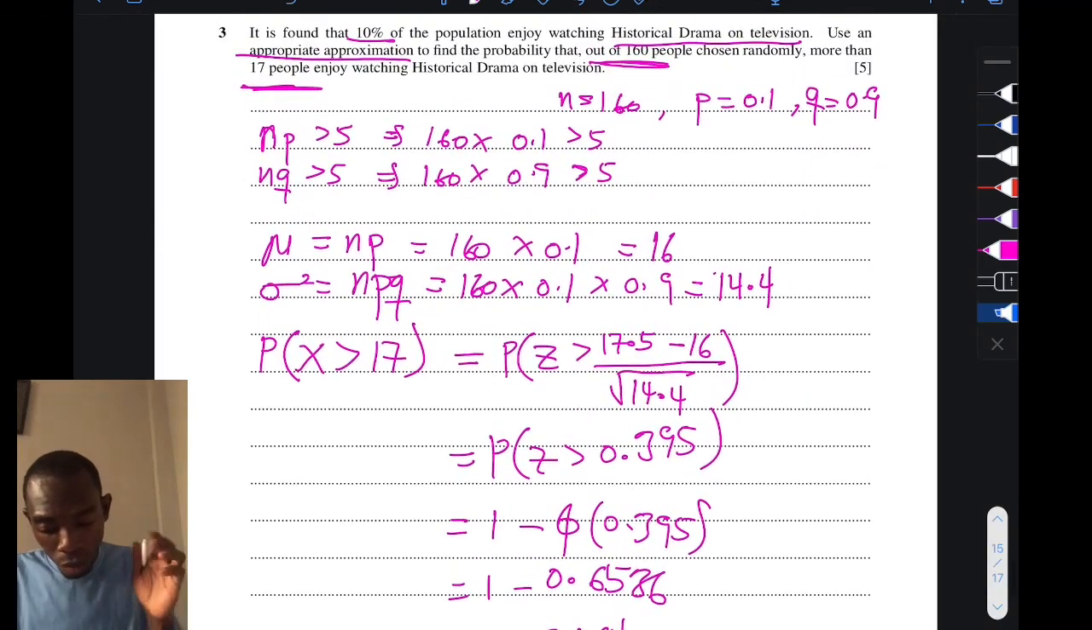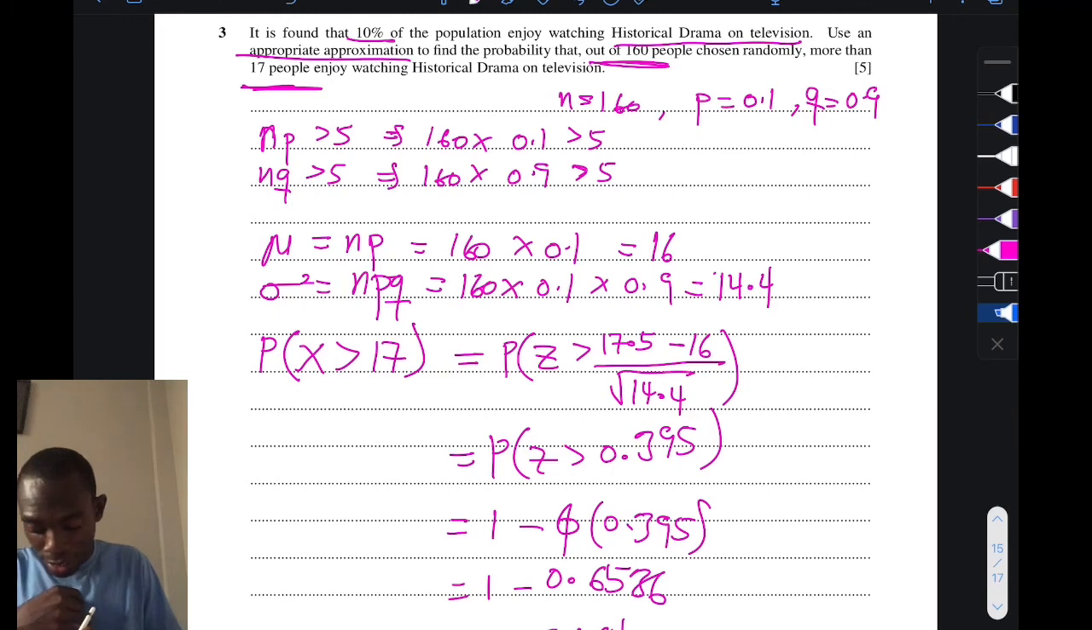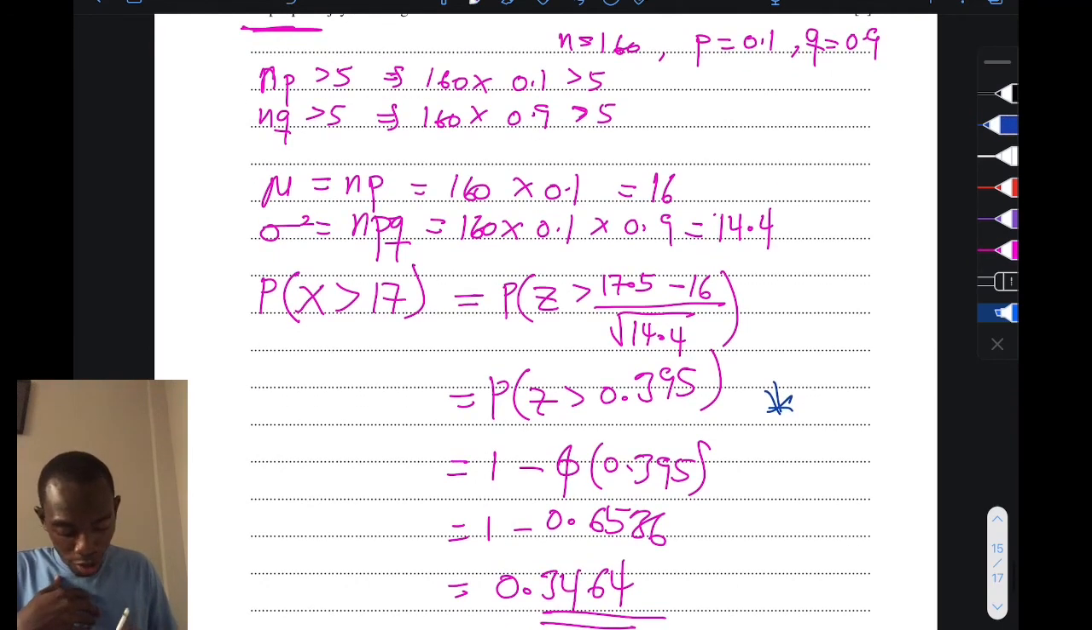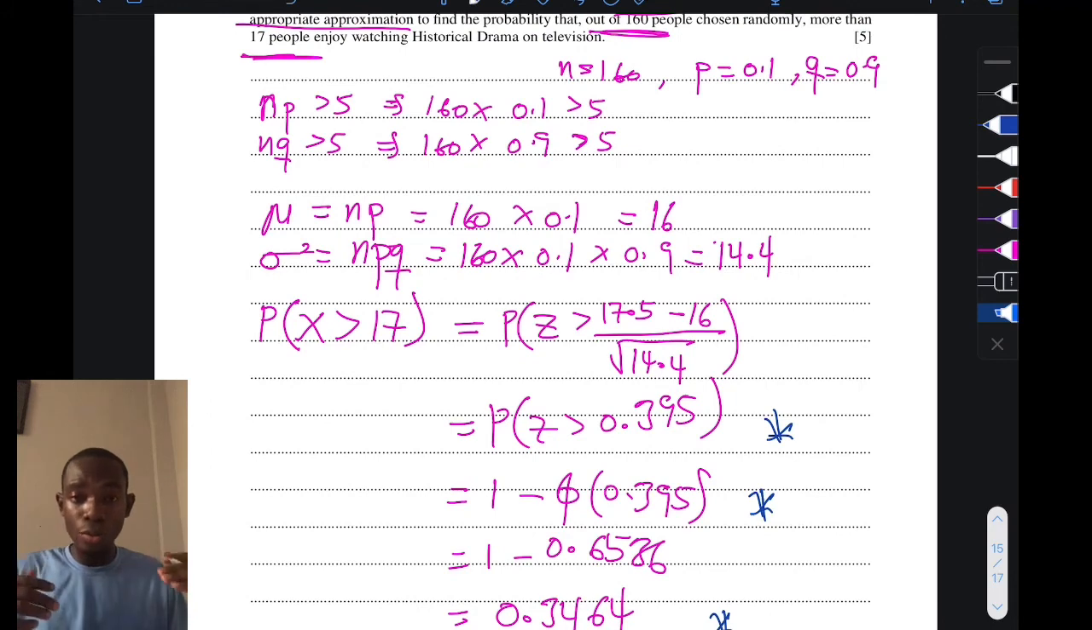Okay, so this is the calculation that you are doing. Basically, this is how they are going to mark it. They will mark your standardization. They will mark this particular z value, and then they would also check something like this, and then finally your answer. So these are the steps that you need to go through to solve an approximation question like that.